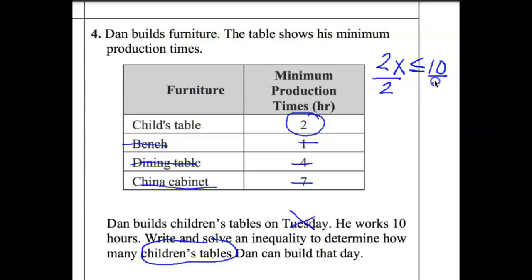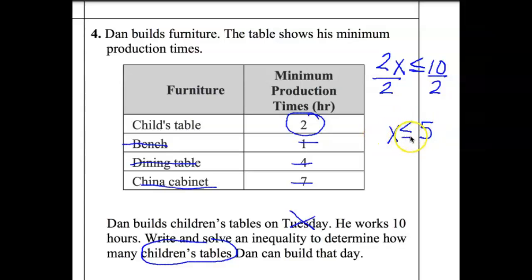And when we do that, we're dividing by positive 2. So this will not affect a change in the direction of the inequality. So we are going to divide 2 by 2. That becomes 1. And so we just write 1x down here. It's less than or equal to, and then 10 divided by 2 is what number? Very good. So he can make exactly 5 tables in 10 hours.